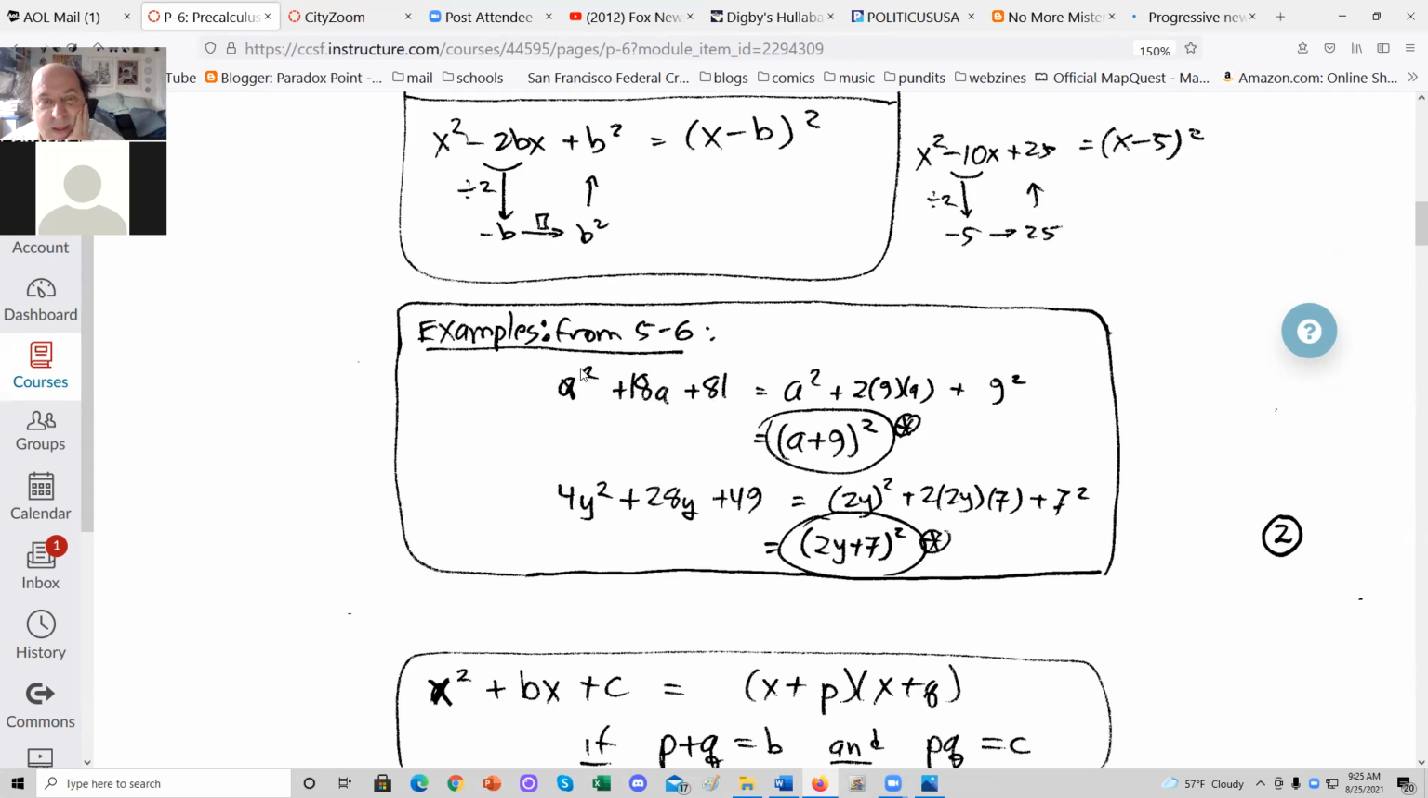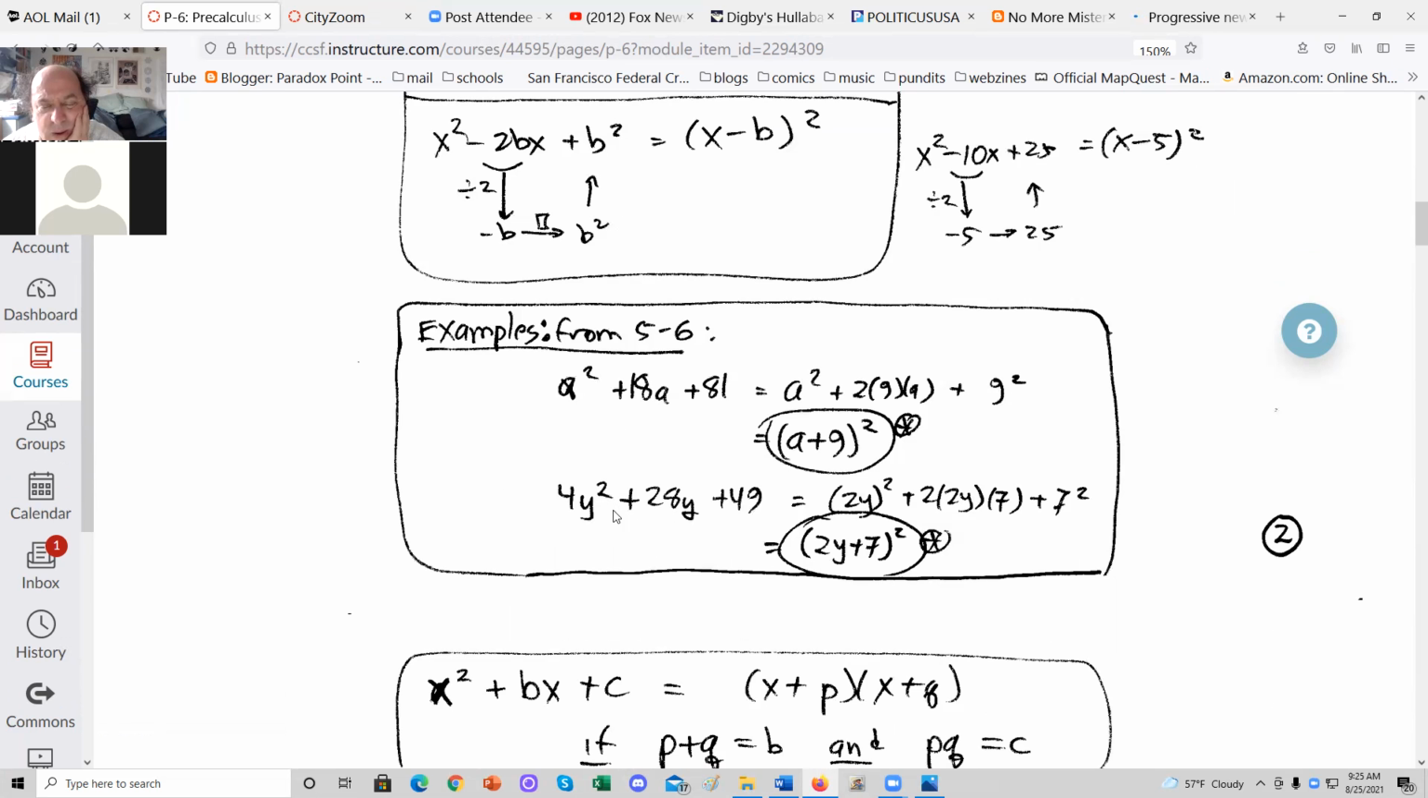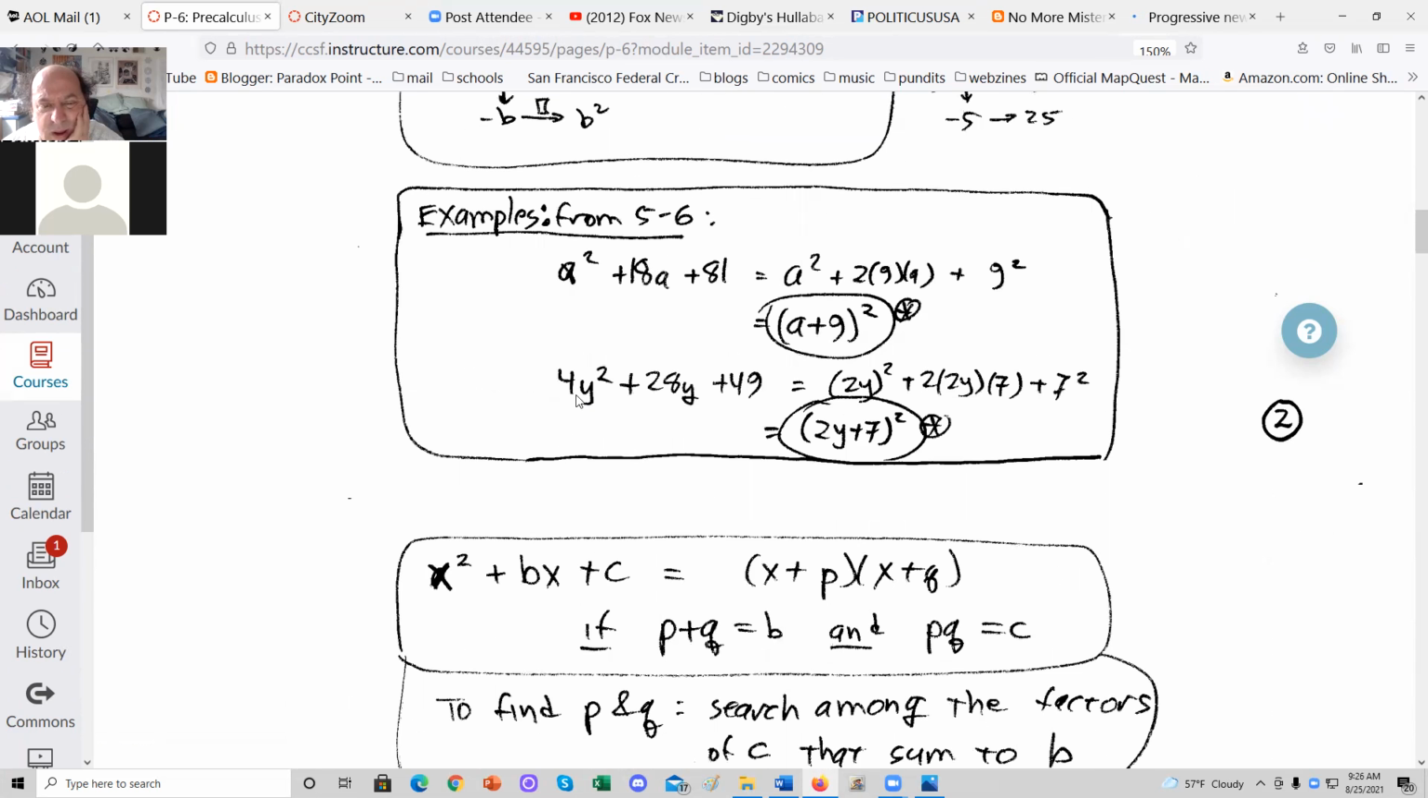This method of completing the square works best if the coefficient of x squared is 1. Here it isn't, so I have to go sort of a long way around. 4y squared plus 28y plus 49. 4y squared is the square of 2y. 49 is the square of 7, so far so good. Now this, is it twice 2y times 7? Well, yes, it is. Twice 2y times 7 is 28y. So therefore, this square plus twice product plus square makes the square of 2y plus 7.